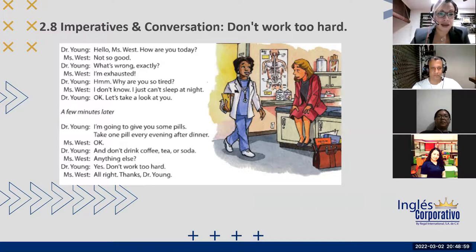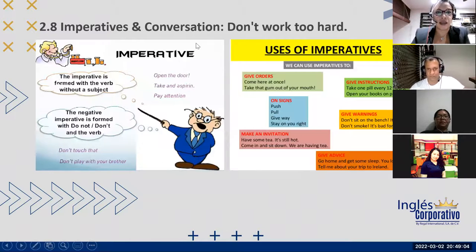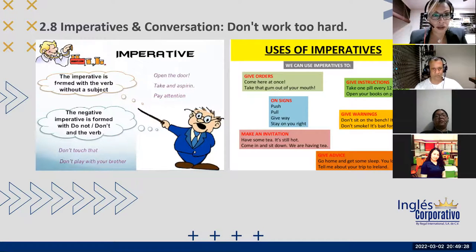Muy bien. Los imperativos son básicamente instrucciones. Acá les puse algo sobre ellos. Tenemos, por ejemplo, open the door, take an aspirin, pay attention. So those are instructions. Los imperativos se utilizan para dar instrucciones, direcciones, órdenes, consejos. Para eso nos sirven los imperatives. Se forman, como vimos en el video, sin un sujeto.